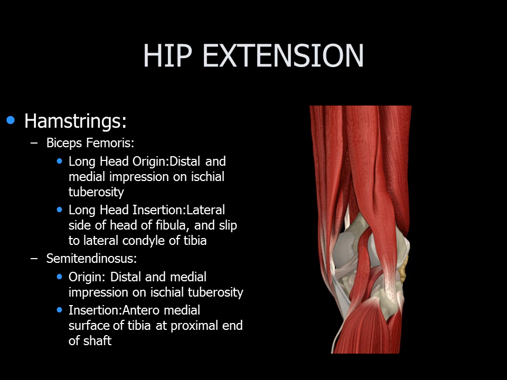The semitendinosus muscle similarly has its origin on the distal and medial impression on the ischial tuberosity, and it inserts on the anteromedial surface of the tibia at the proximal end of the shaft of the tibia. So this is also a two-joint muscle.